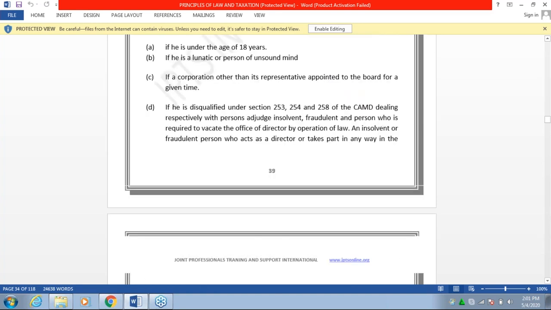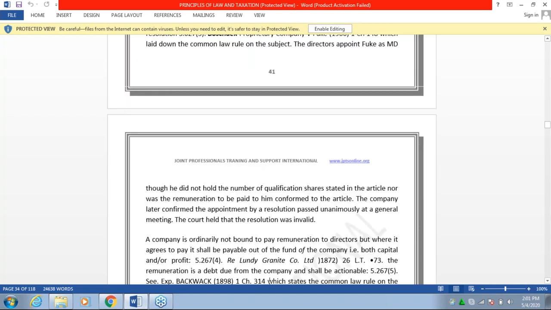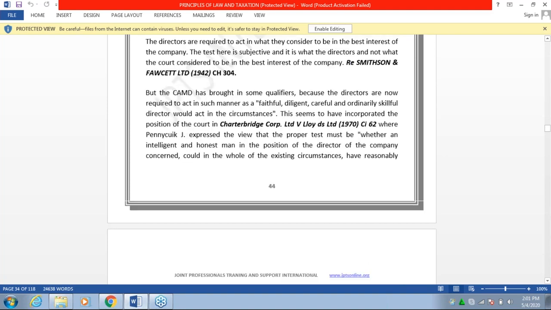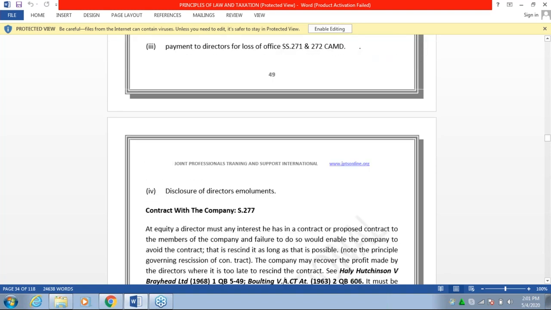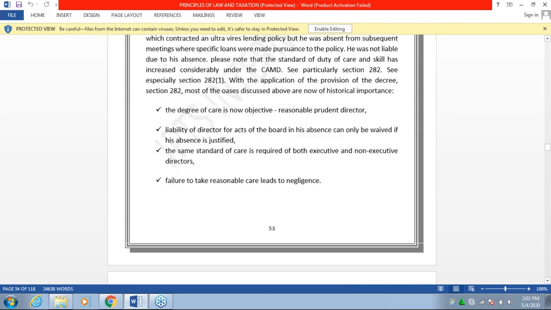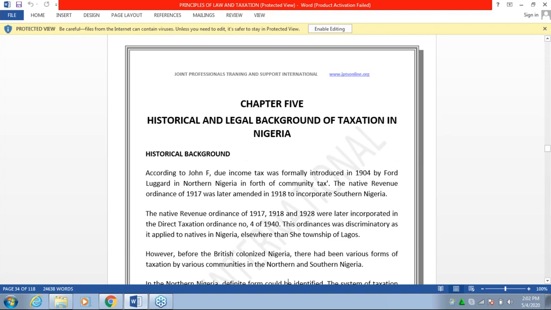As we have started the class for this day, I want us to quickly move to another chapter of the syllabus, which is the historical and the legal background of taxation in Nigeria. As we have discussed what taxation is all about, the importance of taxation and the types of taxation, now we are talking of the historical background and the legal background of taxation in Nigeria.